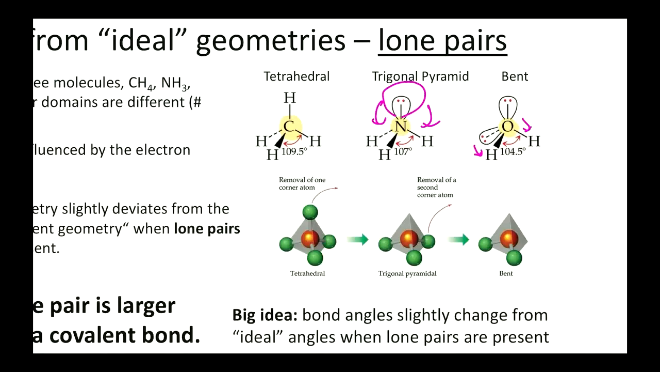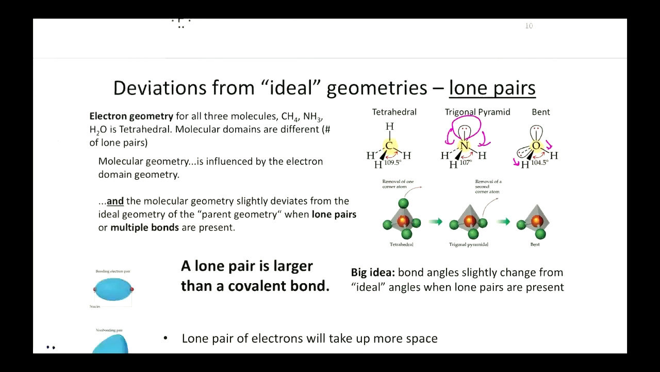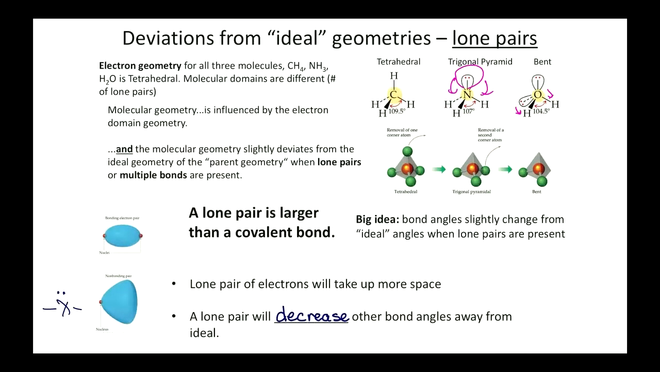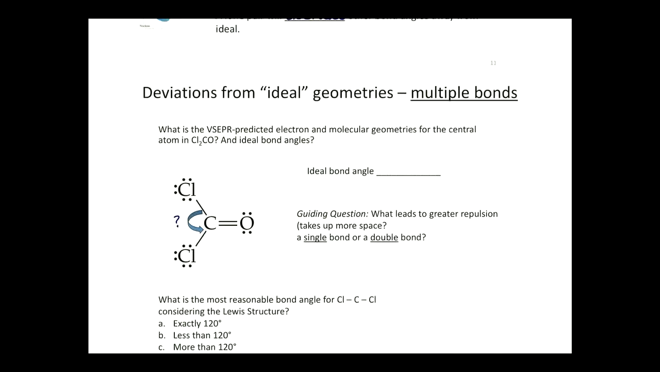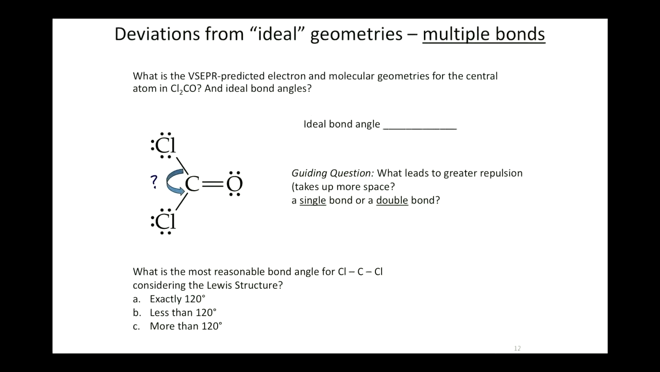And so that's what I mean by deviations from ideal bond angles. But note that they're really, really close to the actual ideal bond angle. So that's the whole idea here. A lone pair usually decreases bond angles away from ideal, just a tad, a little bit. This is what we would actually measure in an experiment. So lone pairs mess up our geometry a little bit because lone pairs are big, fat, and take up a lot of room.